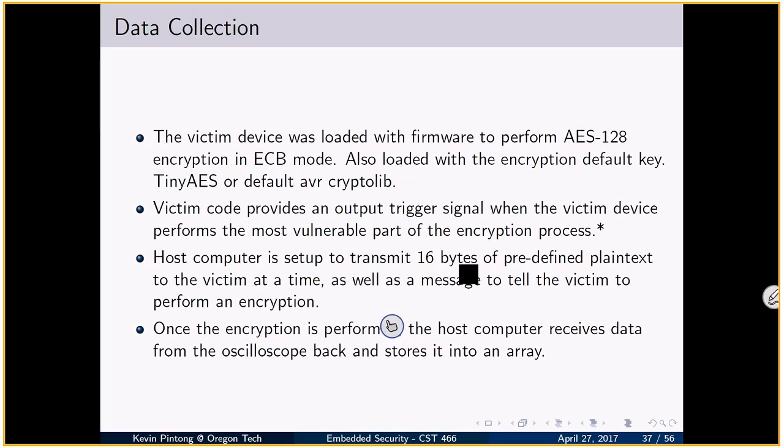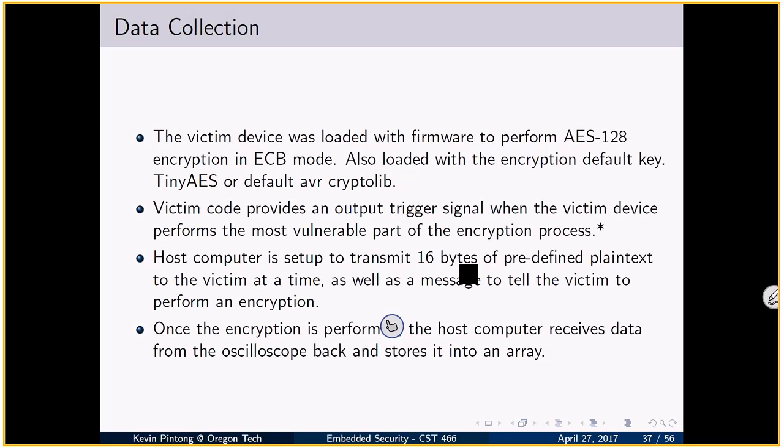So the victim device, in the case of the PSOC 4200, was loaded with a firmware to perform AES-128 encryption in electronic codebook mode. Again, ECB mode is basically just running the encryption again and again without any block chaining, right? Loaded with a default encryption key, tiny AES, or the default ARM cryptolib.